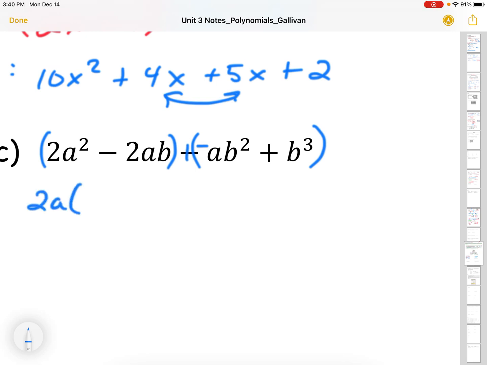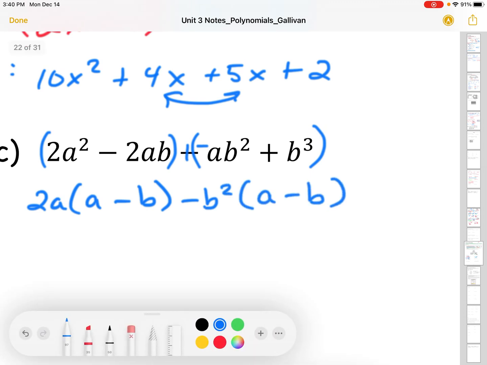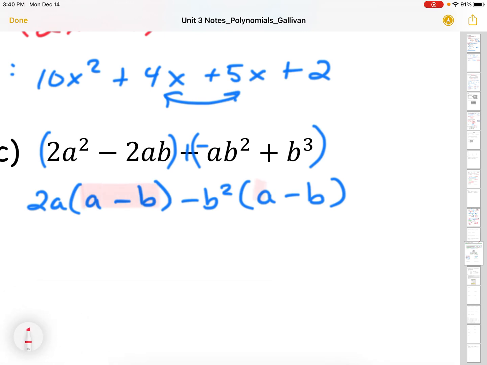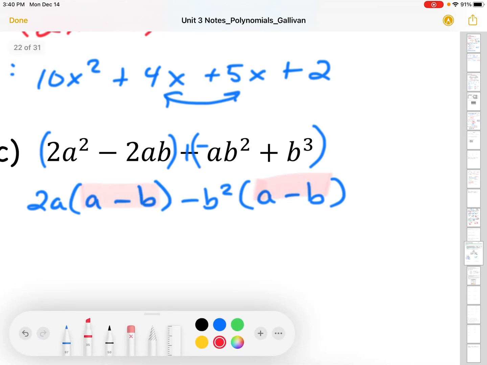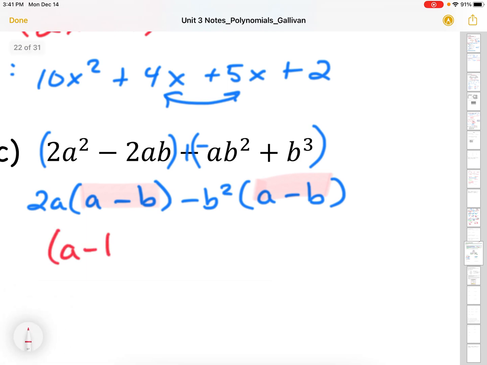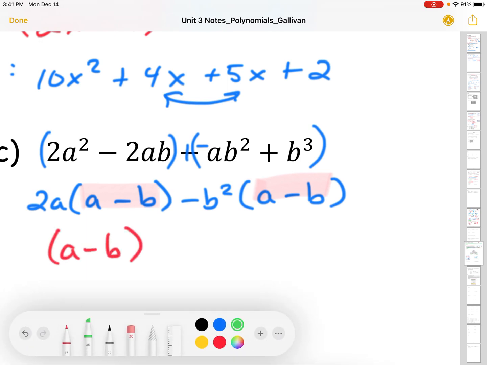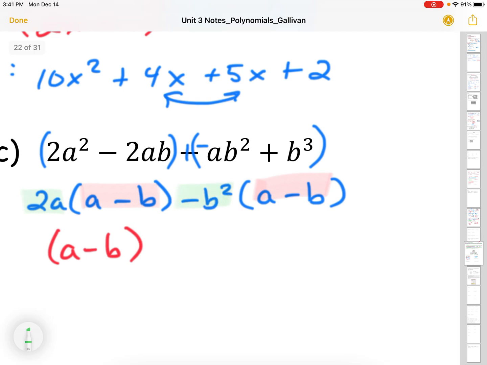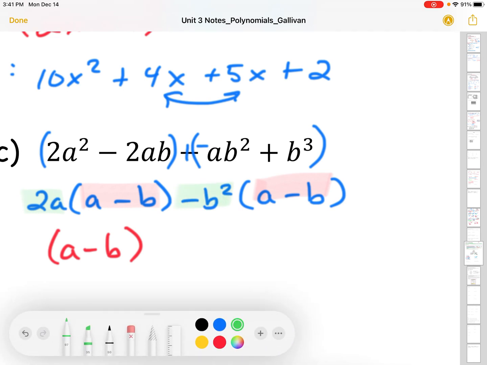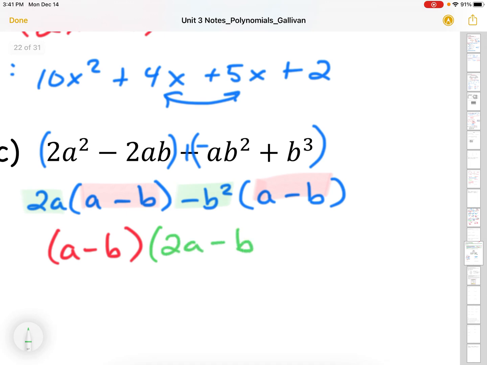So here, 2a squared minus 2ab, I can take out a 2a. So I get a minus b. Here, negative ab squared plus b cubed, I can take out a negative b squared, and I'll get a minus b. Now looking at this, common, yay! So that would be my first bracket, a minus b. And then that's my second bracket, which will be 2a minus b squared.